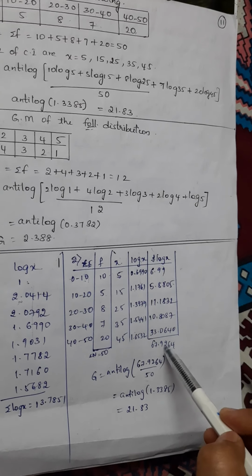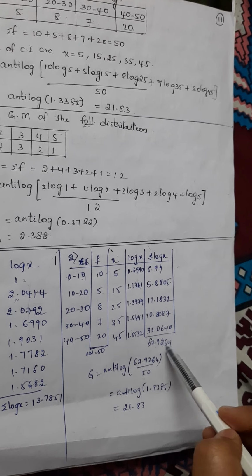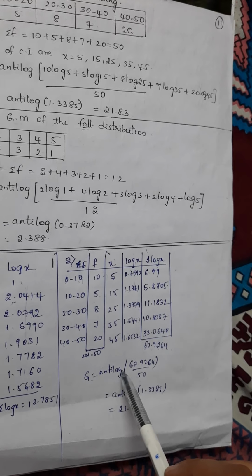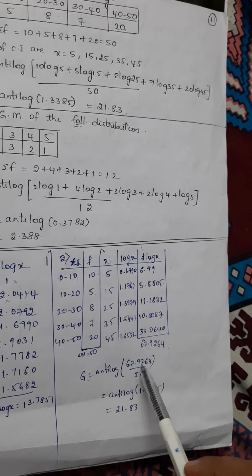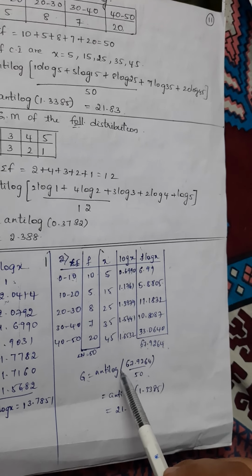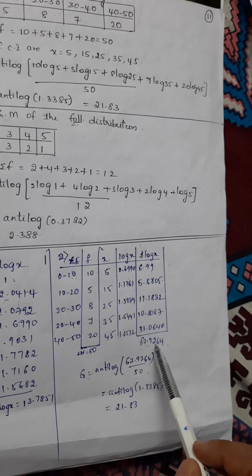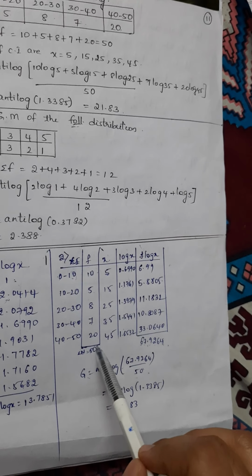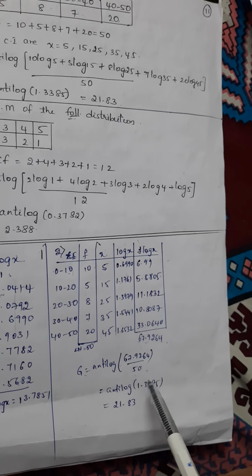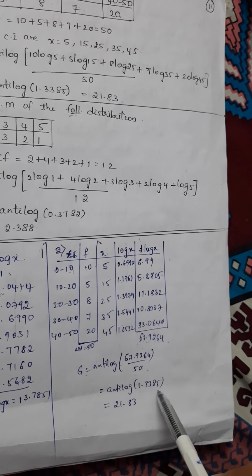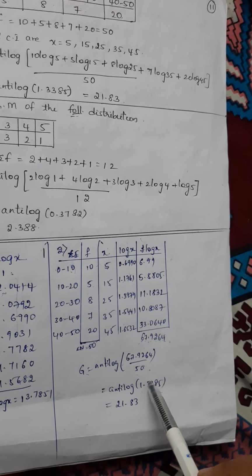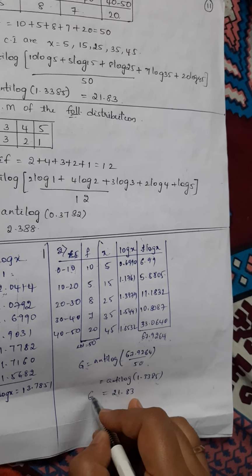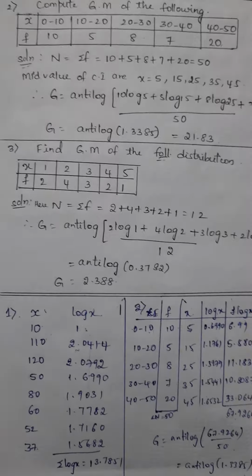Then I should add all these values. It will be 67.9264. Then the formula is geometric mean is equal to anti-log of summation f log x divided by n. So anti-log of summation f log x is 67.9264 divided by n, which means summation of the frequency value is 50. So when I divide this, I'll get it as 1.3385. If I calculate anti-log of this value, I'll get the result as 21.83. This is the geometric mean for the continuous series.